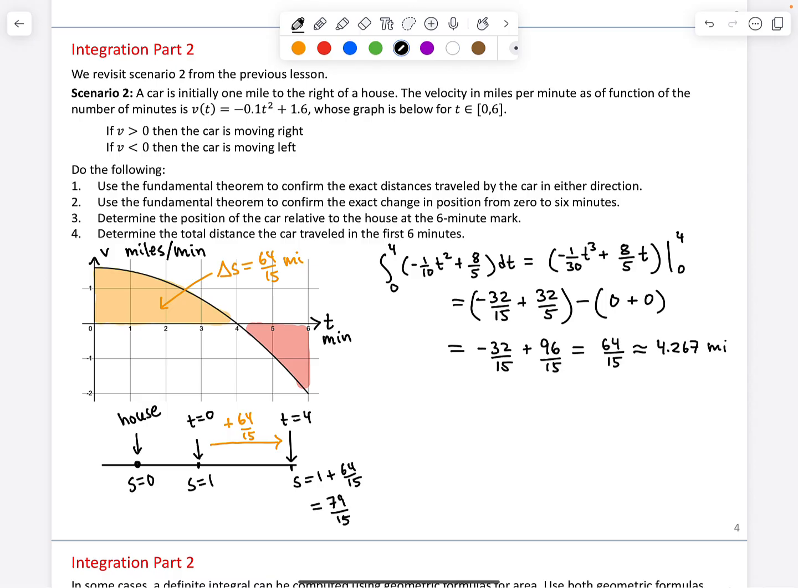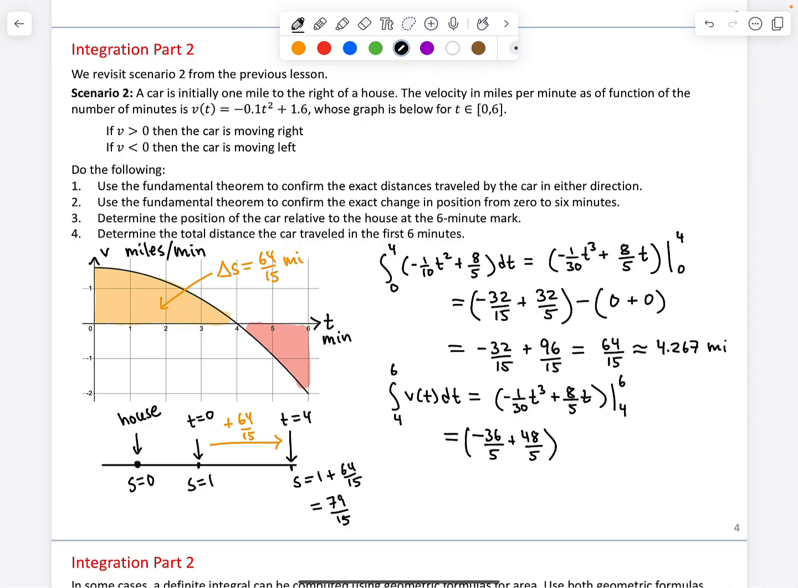Now we want to find the definite integral, but from 4 to 6 of our velocity function. I expect a negative answer here because the outputs are negative. We've already anti-differentiated, so negative 1/30 t cubed plus 8/5 t. Evaluated this time, though, from 4 to 6. So plugging in 6 cubed, well, one of those 6's cancels with the 30, leaving a 5. So we have negative 36/5 plus 48/5.